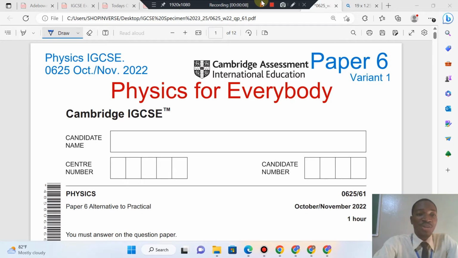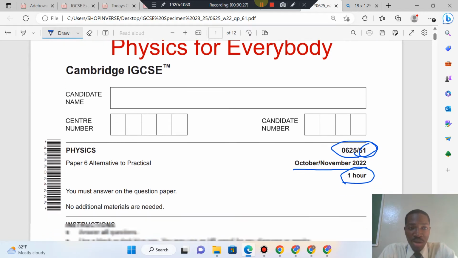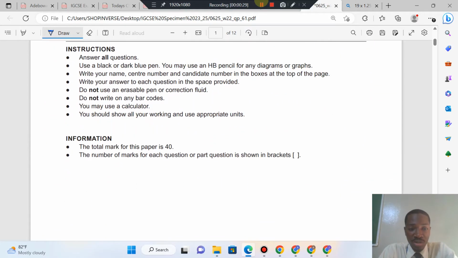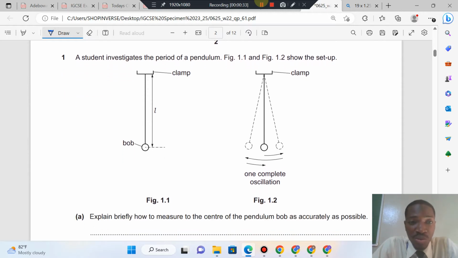Today we'll be solving the Physics IGCSE October-November 2022 paper 6. We're focusing on variant 1 of paper 6. The duration of this exam is 1 hour. So we try to limit the duration of this video to 1 hour, but because of the explanation, the duration might extend to 2 hours or 1 hour 30 minutes. Let's go to question 1.